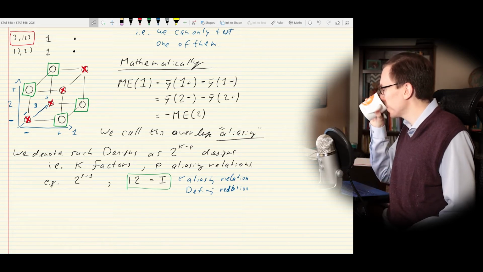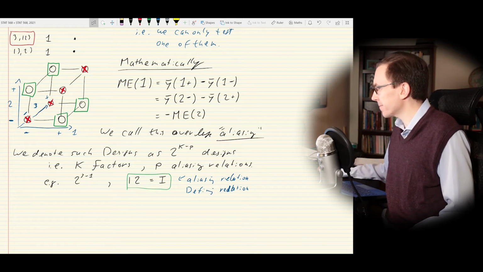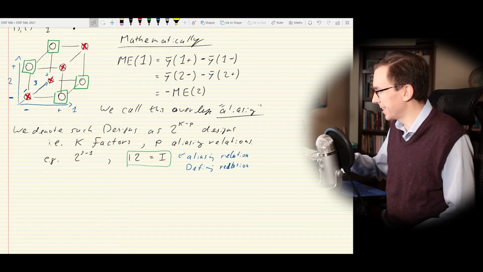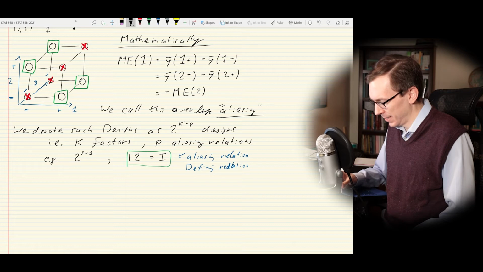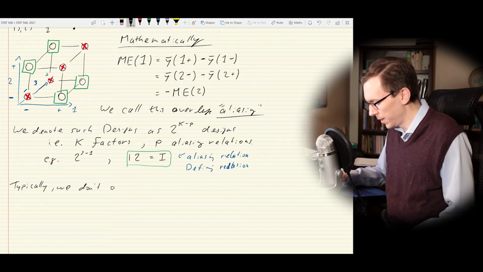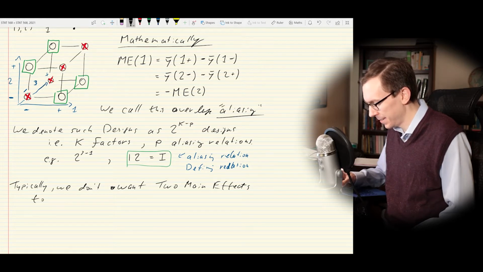All right, so where do we go from there? Well, so again, typically we actually wouldn't want to do this. Typically we don't want two main effects to be aliased.